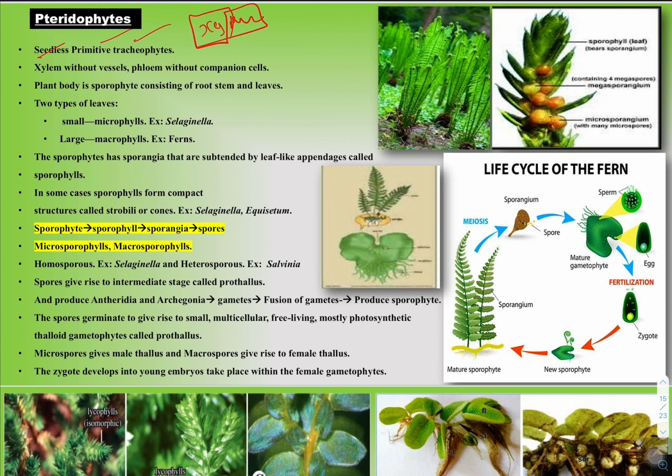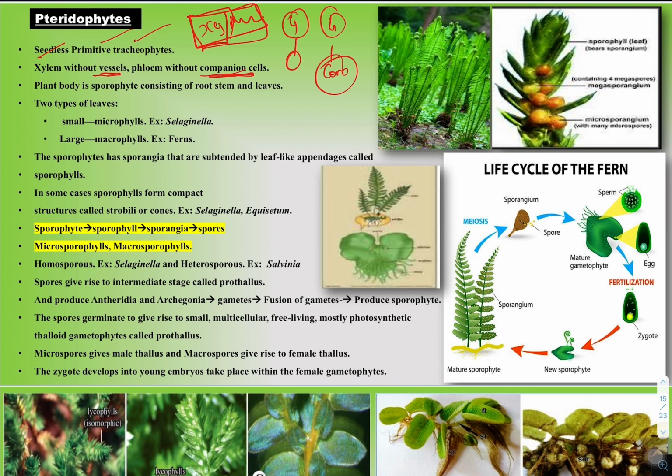called primitive tracheophytes. Here xylem is present but without xylem vessels. Phloem is present without companion cells. Xylem is made up of four components, such as xylem fibers and xylem vessels. Out of these four components, one component, that is xylem vessels, is absent. Phloem is also made up of four components. Out of these, companion cells are absent. Only three components are present. Hence, they are primitive tracheophytes.